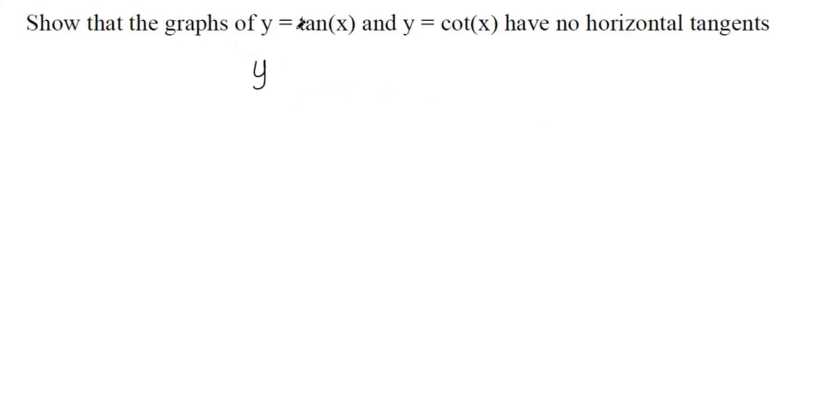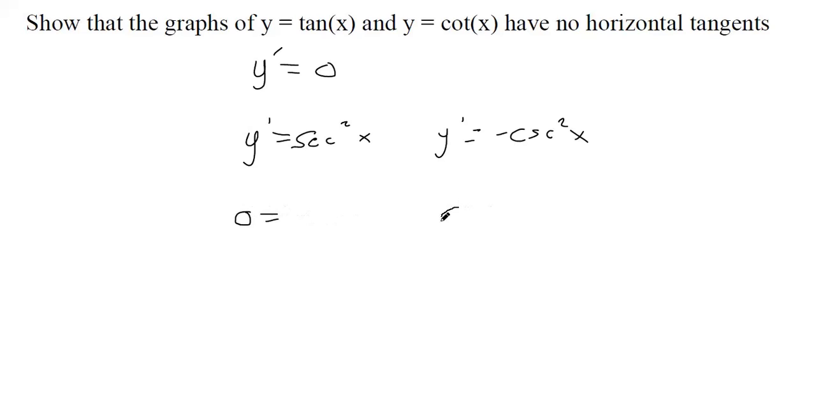So if these graphs are going to have horizontal tangents, then that means the instantaneous slope should be equal to 0. So let's take a derivative of each of them. The derivative of tangent of x is secant squared x, and the derivative of cotangent x is negative cosecant squared x. Okay, so if they're going to have horizontal tangents, then we should be able to plug in 0 and solve. So I plugged in 0 in for the derivative.